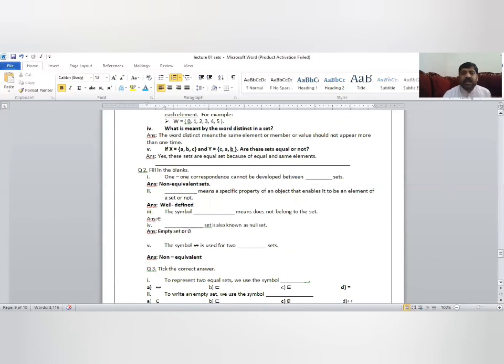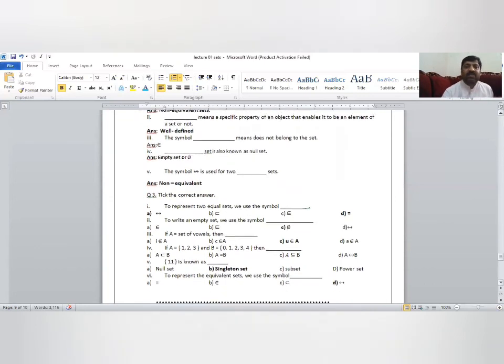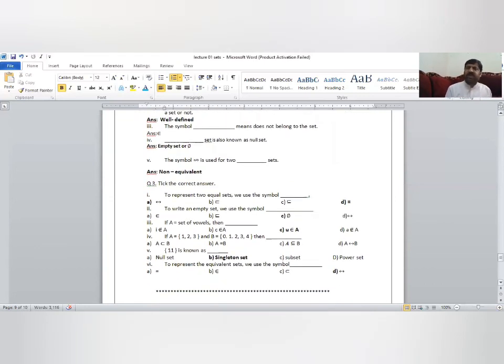Dear students, here fill in the blanks. They are 18 and also from your previous exercise. Here one to one correspondence cannot be developed between dash sets, that is non-equivalent sets. Dash means a specific property of an object that enables it to be an element of a set or not. That is well-defined. Well-defined means we can understand it and have a quick approach for learning. Dear student, here dash set is also known as null set, empty set.